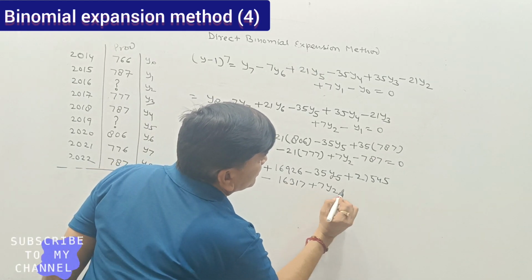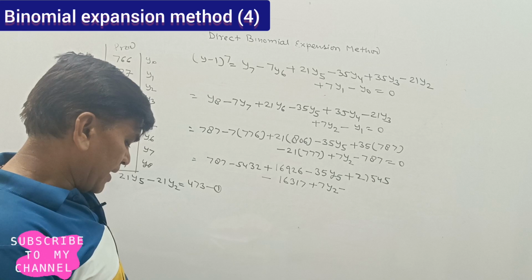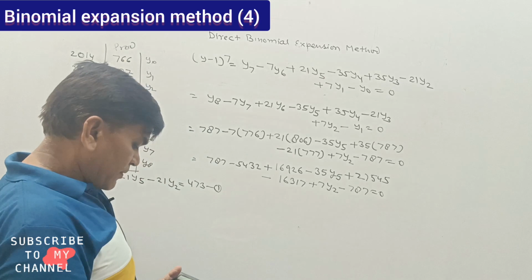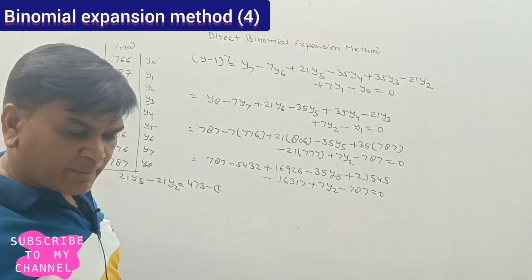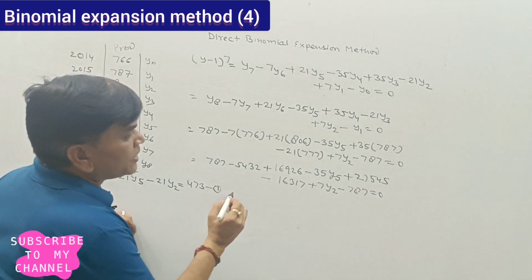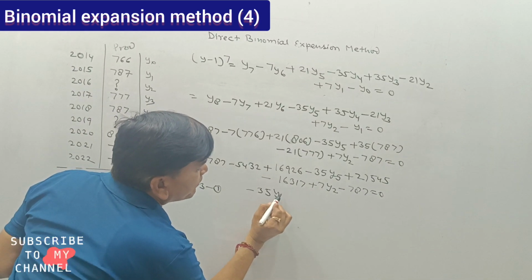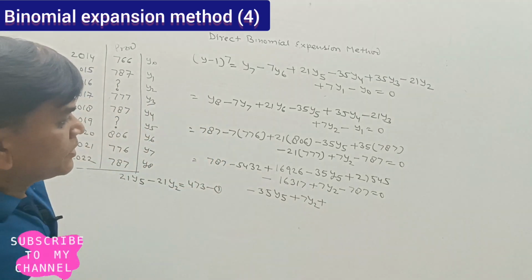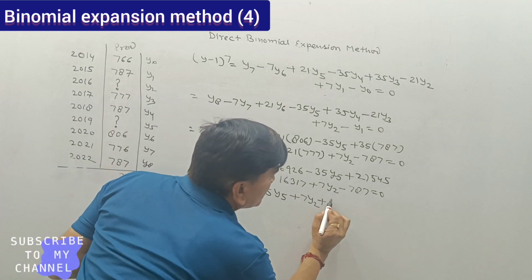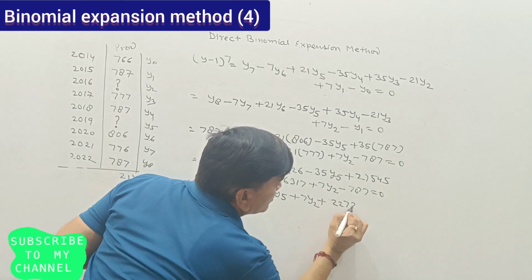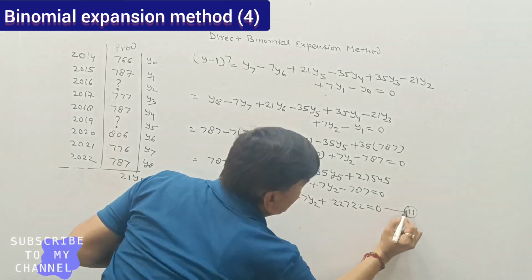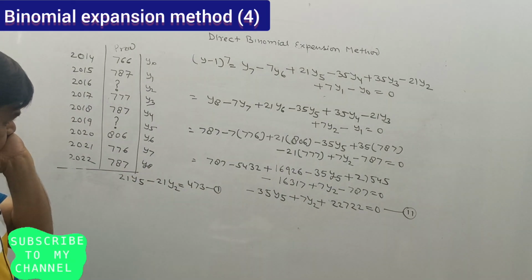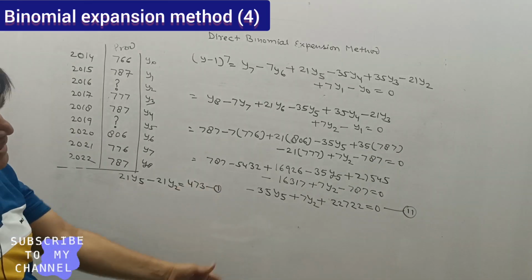plus 7y2 minus 787, 787 is minus value. So this value is 22722 plus value. So here 35y5 plus 7y2 plus 22722 is 0. This will be treated as the second equation.